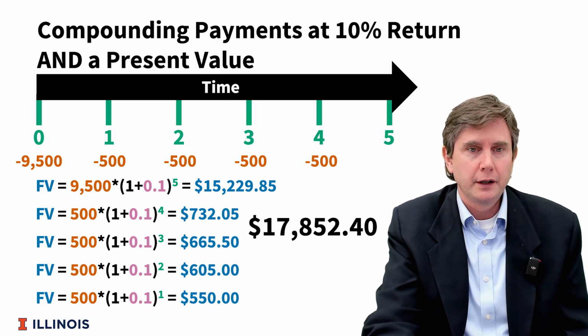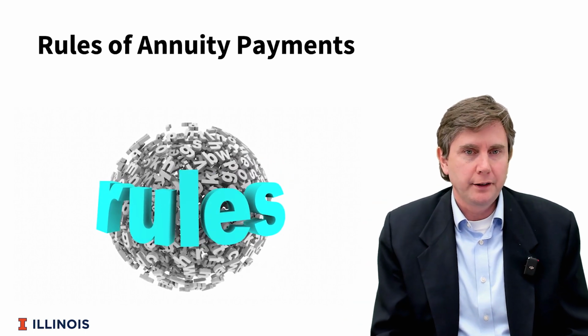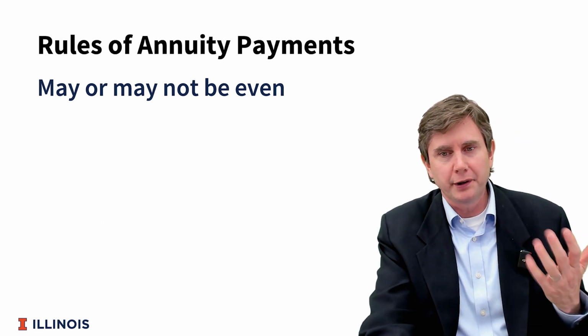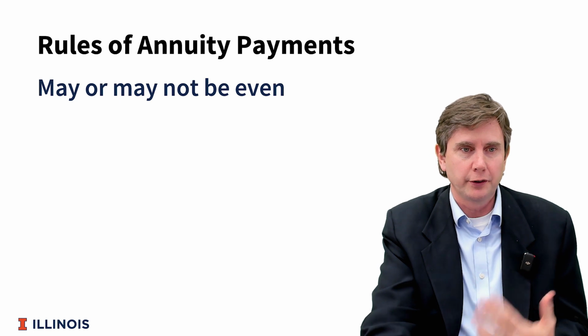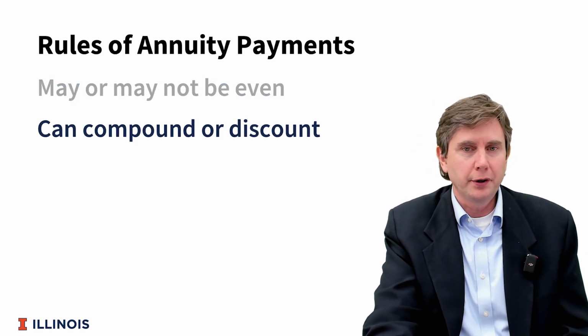Now, just some rules on annuity payments. They may or may not be even. In everything we've done so far, they're pretty even. They don't have to be. I can use uneven cash flows, and we'll teach you how to do that a little later. I can compound or discount annuity payments. I can put them forward in the future.